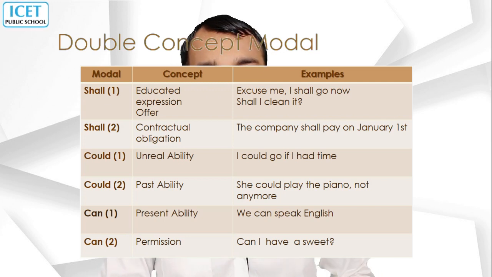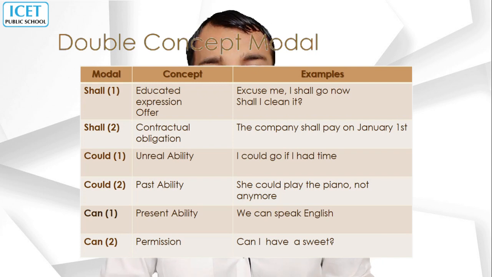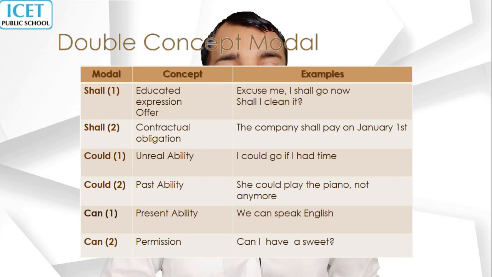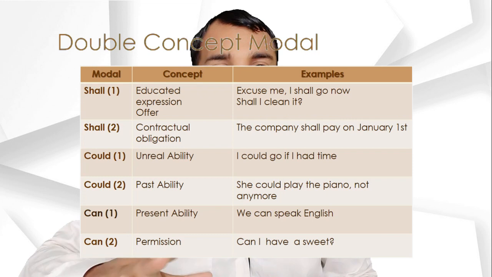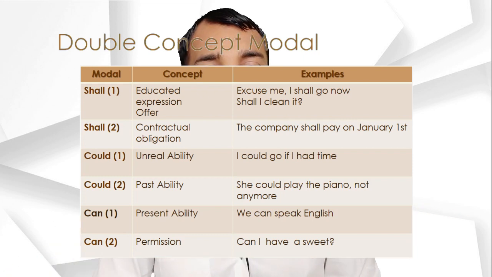The second meaning of the word shall is a contractual obligation. Example, the company shall pay on January 1st. That is an obligation, compulsory. It must, compulsory, showing the obligation.